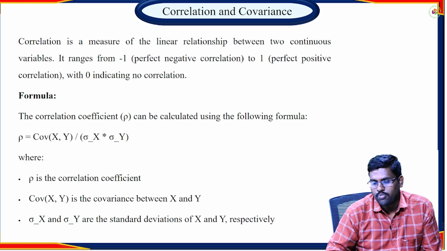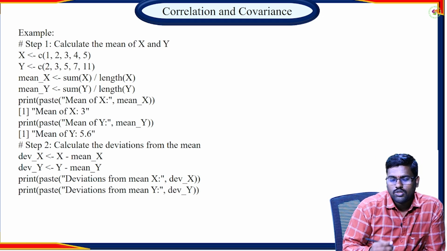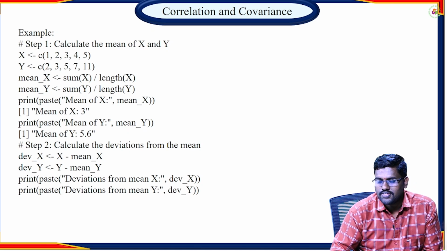I will show you with an example, and you will understand. First we are taking two vectors x and y. x is having some values and y is having some values. x has 1, 2, 3, 4, 5 and y has 2, 3, 5, 7, 11.